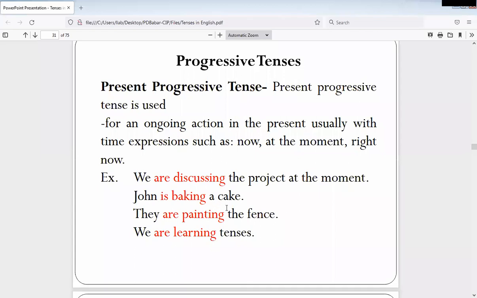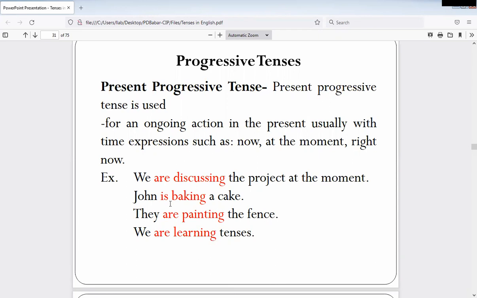The second example is: John is baking a cake. This action is going on at this instant. John is baking a cake. Baking a cake, this action is going on. That's why it is called the present progressive.